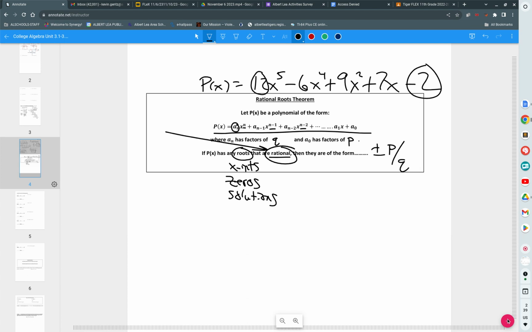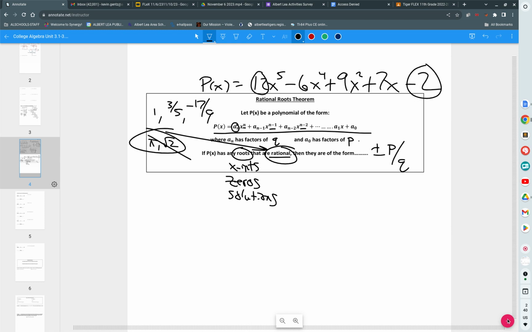Now, there's a key piece here, this word rational. Can somebody give me an example of a rational number? How about 3/5? How about negative 17/9? Can you give me an example of something that's not rational? Pi, root of 2. So we're not talking about those. Rational root theorem cannot find those, but it can find all those. You're like, what? You're still kind of confused. What the heck does it mean?